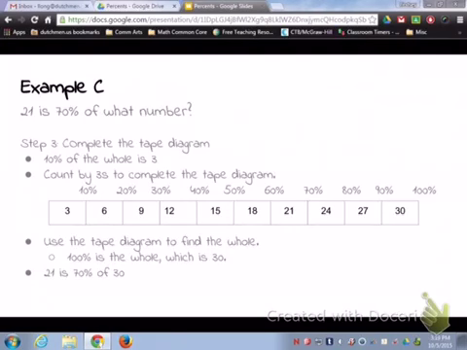So you can see here in step 3 that we've completed the tape diagram. 10% of the whole is 3, so then you count by 3s to complete the diagram. So 10% is 3, 20% is 6, 30% 9, 40% 12, 50% 15, 60% 18, 70% 21, 80% 24, 90% 27, and 100% 30. So then I'll just look at the tape diagram to find my whole. 100% is the whole, which is 30. So 21 is 70% of 30.